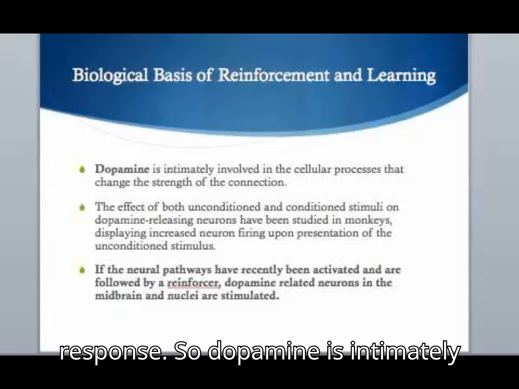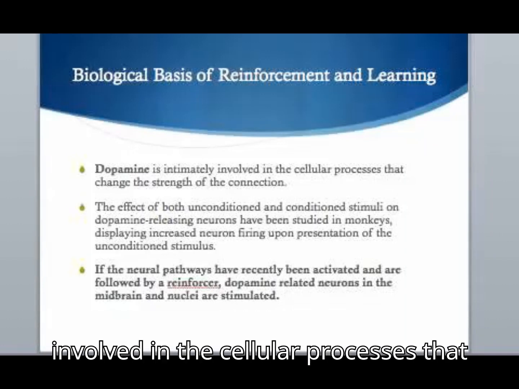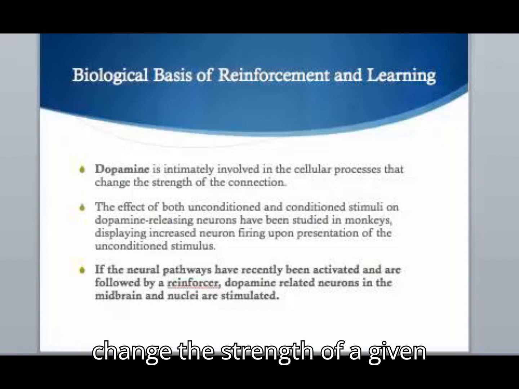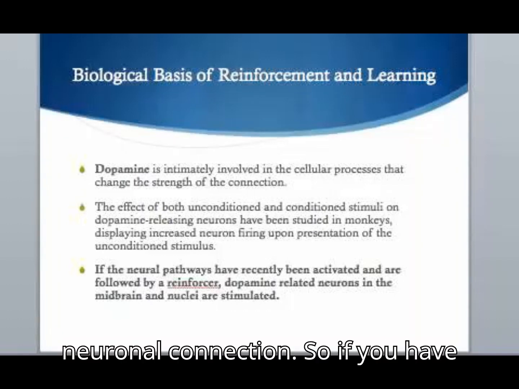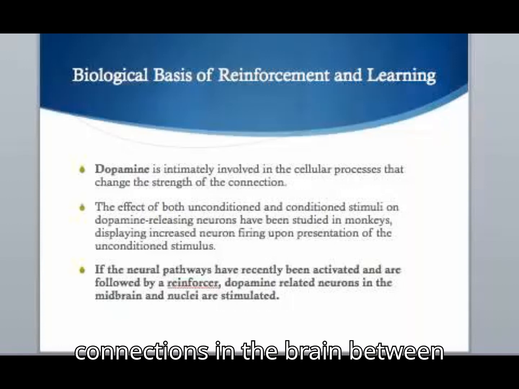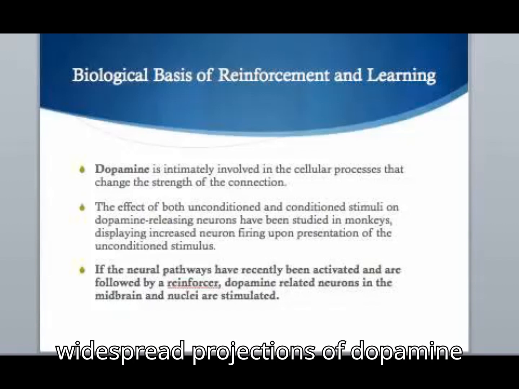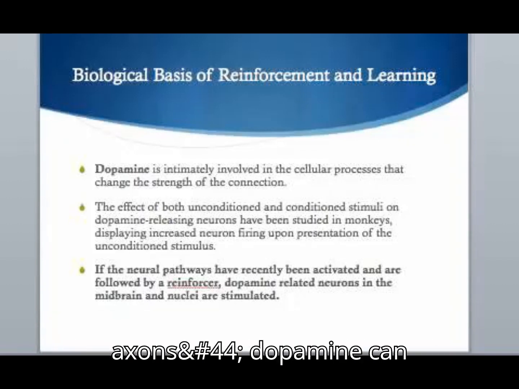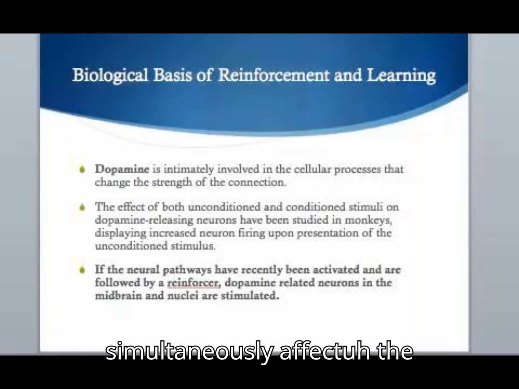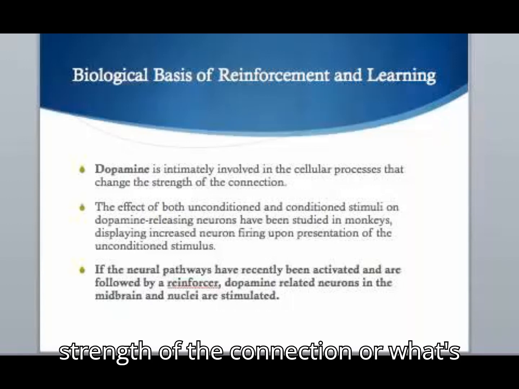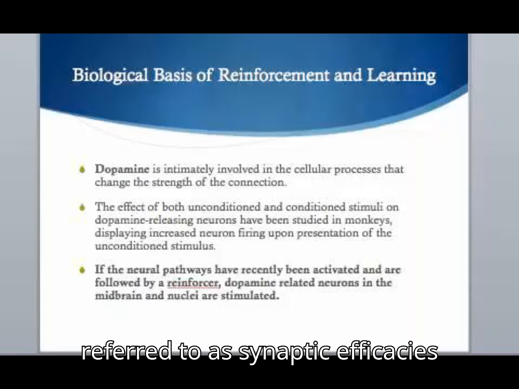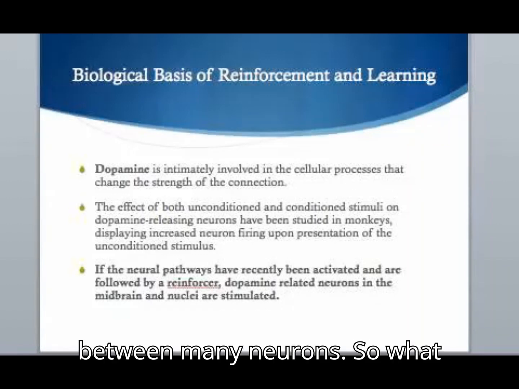So dopamine is intimately involved in the cellular processes that change the strength of a given neuronal connection. Because of the widespread projections of the dopamine-releasing parts of the brain, known as axons, dopamine can simultaneously affect the strength of a connection, or what's referred to as synaptic efficacies, between many neurons.